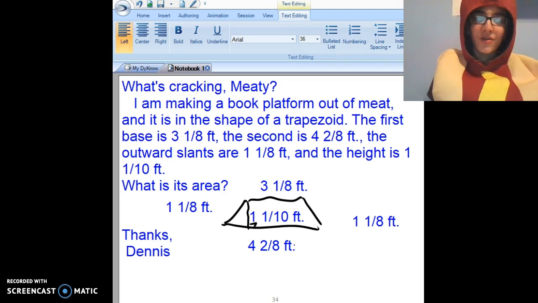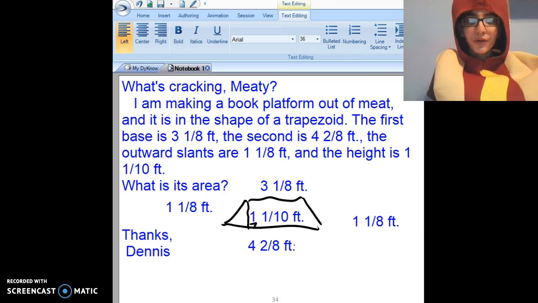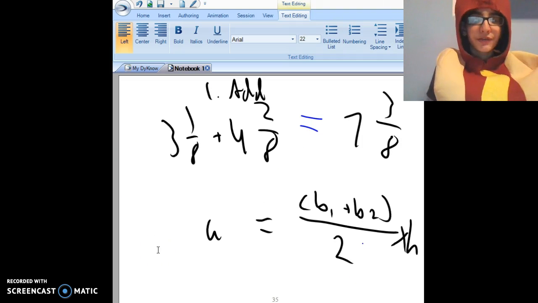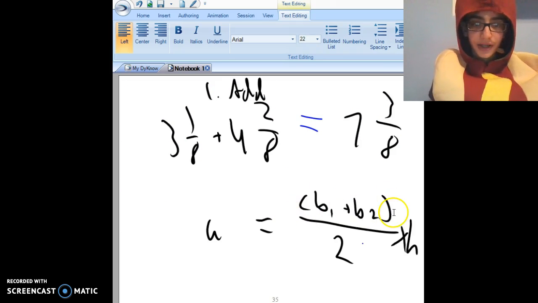To clarify, guys, 1 1/8 feet, the slopes, don't matter when calculating the area for a trapezoid. They are totally meaningless, so cast them out. The real height is 1 1/10 feet, because it goes from the highest point to the lowest point, not the slopes. So step 1 for here is add. The formula for area for a trapezoid, A, equals base 1 plus base 2, 3 1/8 feet plus 4 2/8 feet, divided by 2, times 1/2, remember, FAR guys, times the height, so times 1 1/10.